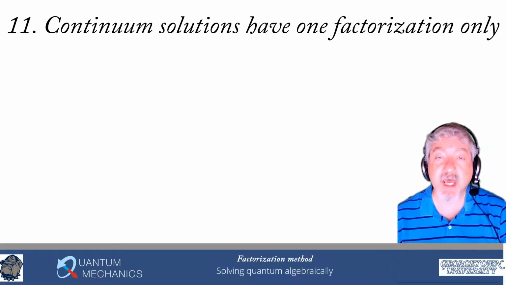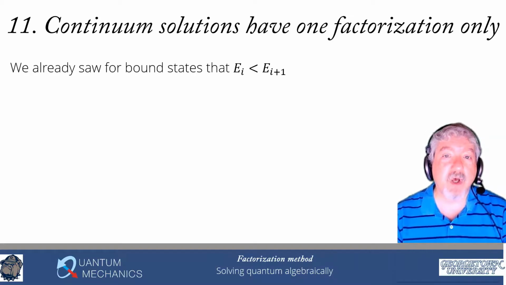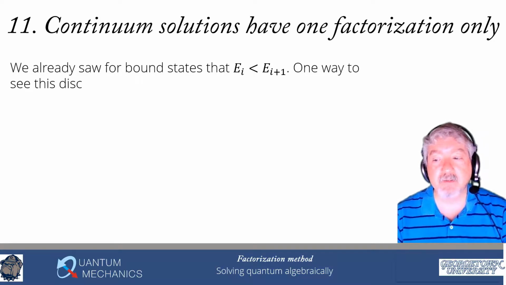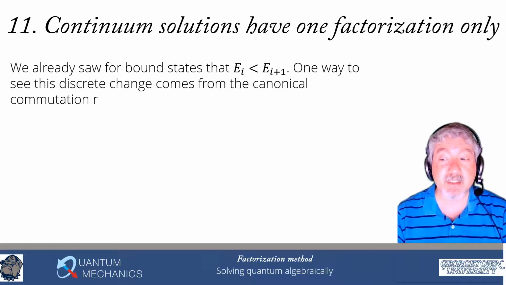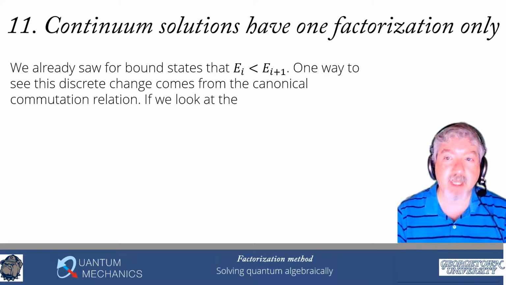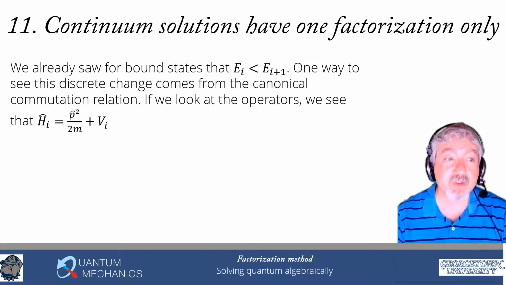Continuum solutions do not have factorization chains. They actually are solved by a single factorization. Now, we already saw in the case for bound states that E_i is less than E_(i+1), and that's strictly less than. That means there's a gap between E_i and E_(i+1). That can't occur when we have continuous solutions.